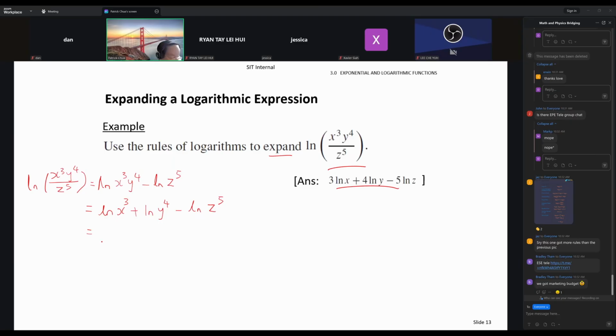Okay, so now we use another rule which you have learned already. You can bring the 3 in front. So 3 log x plus 4 log y minus 5 log z. But if you want to keep it in this form also okay. Because you already expanded into 3 logarithmic terms already. This is fine, and this is also fine.